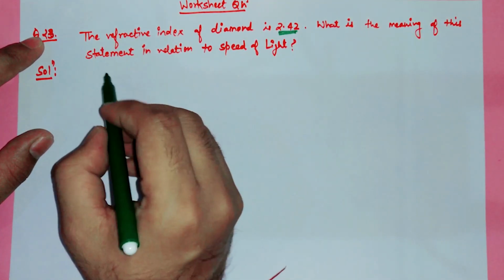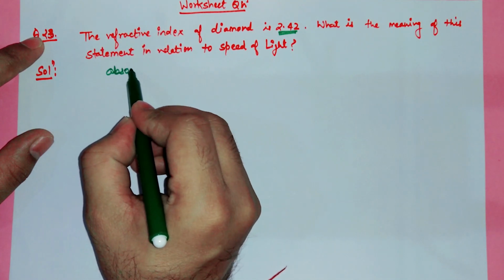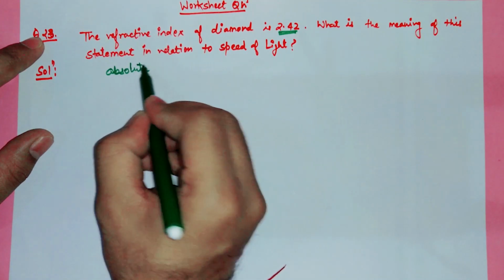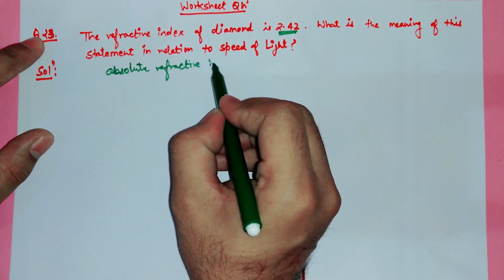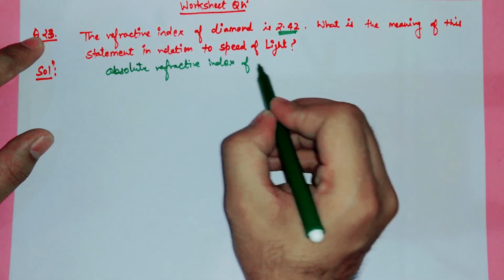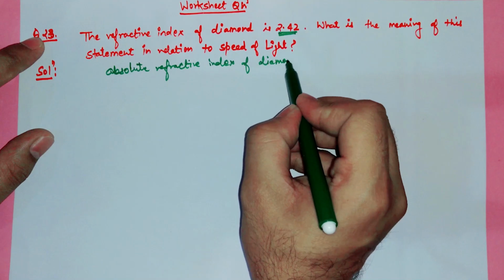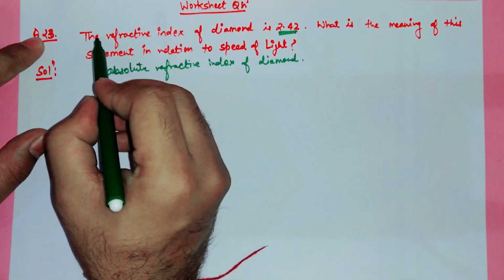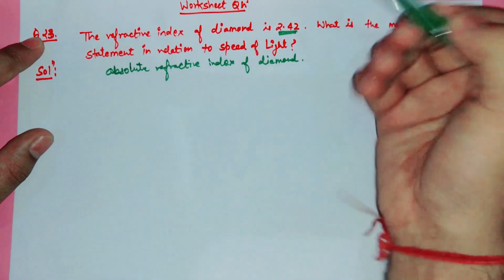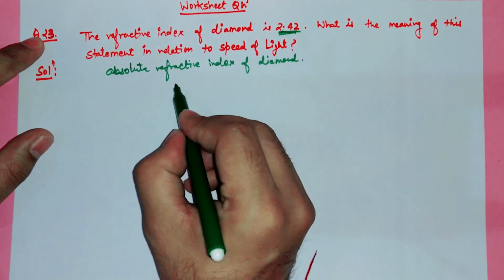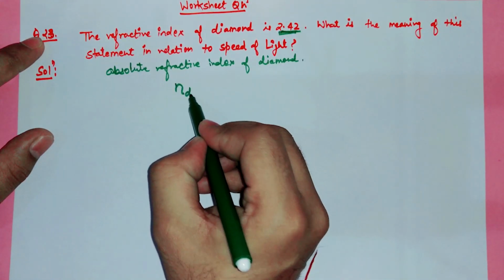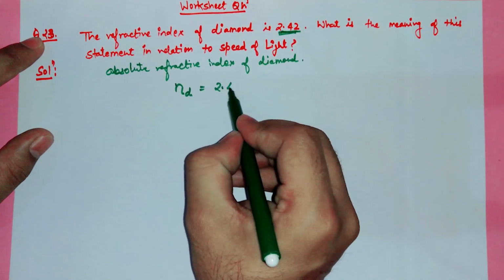This is the absolute refractive index of diamond, because it is not given with respect to any other medium. So this is the absolute refractive index. So the absolute refractive index of diamond is equal to 2.42.